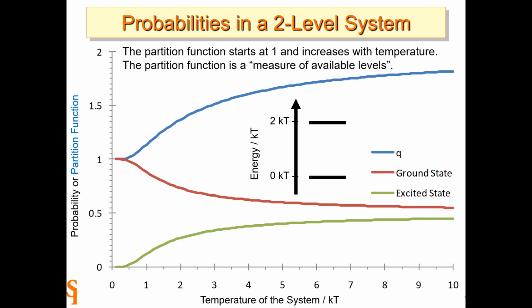But what's interesting about this is this is kind of a strange energy scale. This is the temperature of the system divided by KT. So, or in terms of KT. So here the temperature of the system is equal to KT right here. And then the energy difference is 2 times that value, 2 KT. So when the temperature is sort of half the amount of temperature, the spacing in the energy levels, we already have some probability of being in an excited state.